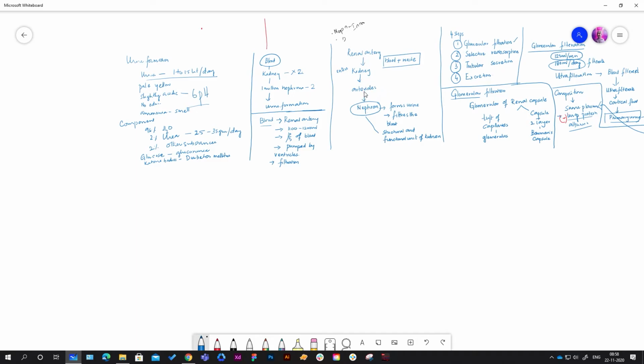The next one, we have the arterioles. Suppose there are 1 million nephrons. For each nephron, there is one arteriole present, and it forms into the afferent arteriole. Nephron is also called the structural and functional unit of kidney. Now, there are 4 steps in the urine formation. Today, we have finished only one part, that is the glomerular filtration. The second part is the selective reabsorption, tubular secretion and excretion. Selective reabsorption and tubular secretion take place in the tubule. Only the glomerular filtration takes place in the renal capsule, and I taught only about the glomerular filtration.